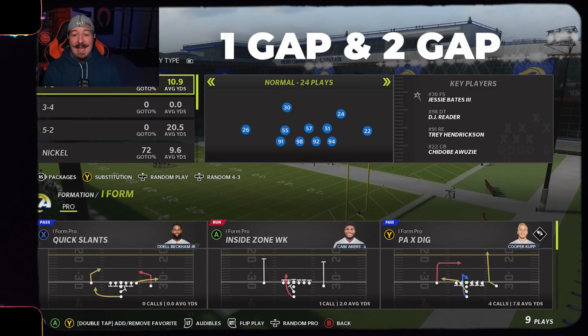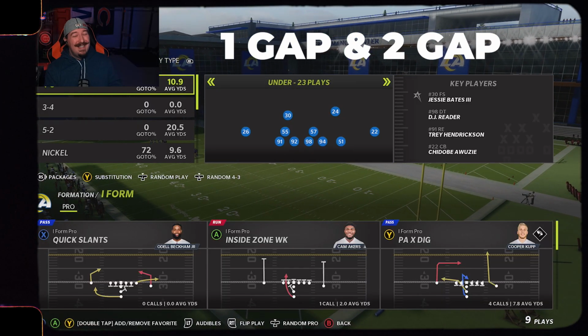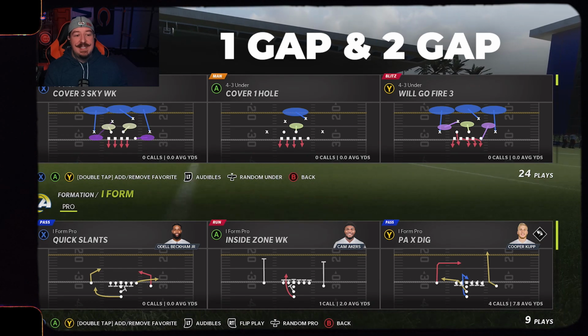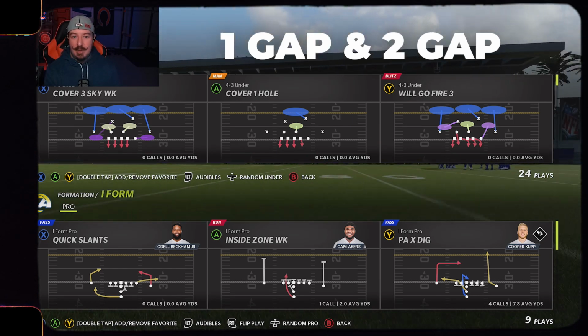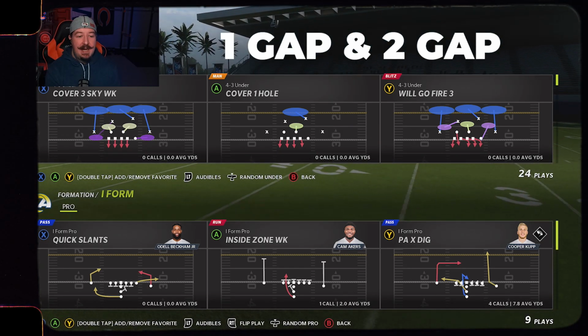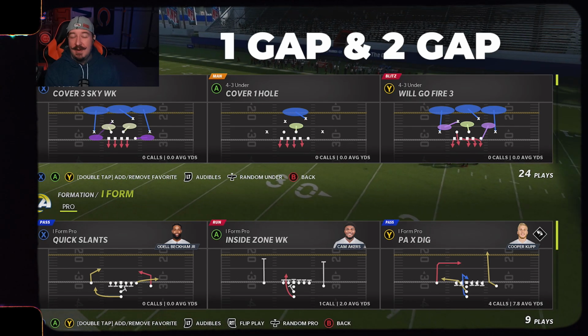And typically that's going to be something you see with a lot of these odd fronts, 3-4 odd, 2-4-5 odd, depending on the personnel grouping you have on the field. Odd fronts oftentimes end up with many 2-gap players. Now, when you start to get into some of these 4-3 defenses, that's where you start to see more of a 1-gap style system, meaning that every single player has their gap regardless of a run or a pass, and their job is to just blow up their gap.